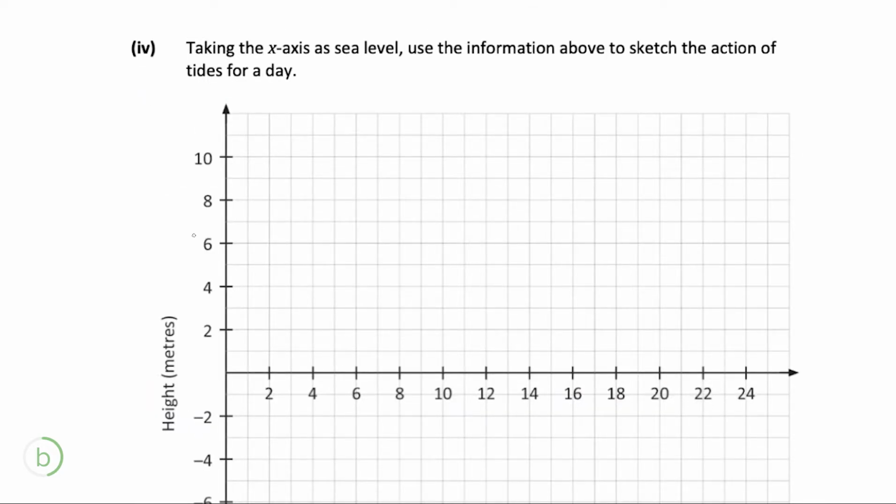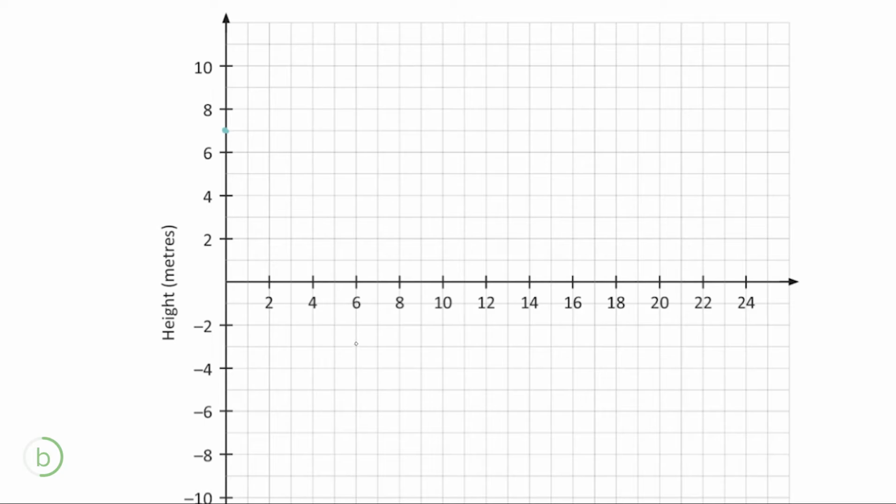Okay, now part 4 says, taking the x-axis as sea level, use the information above to sketch the action of tides for a day. Okay, so we know that the amplitude is 7, so that means the highest point here is going to be 7, and the lowest point at 6 a.m. is going to be -7. And we know that the period is 12, so again at 12 we're going to be at 7, at 18, -7, and then at 24, 7 again.